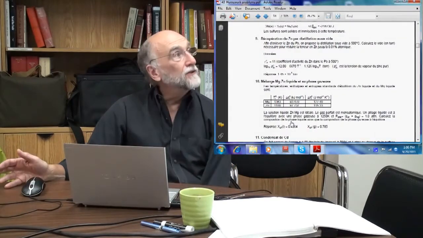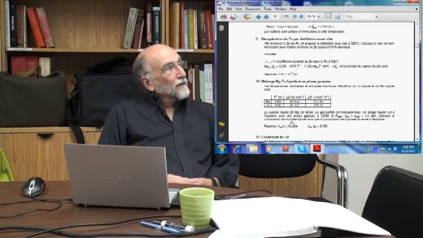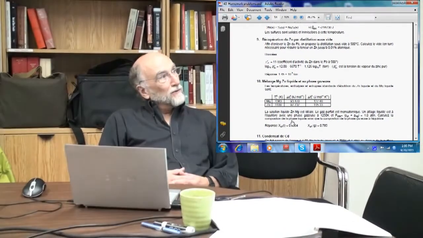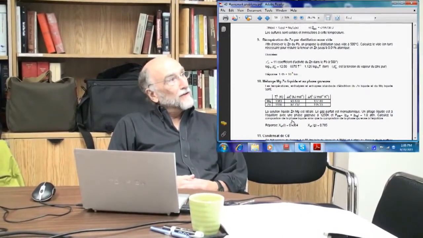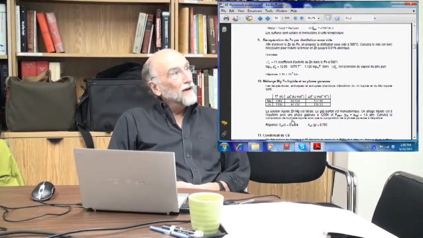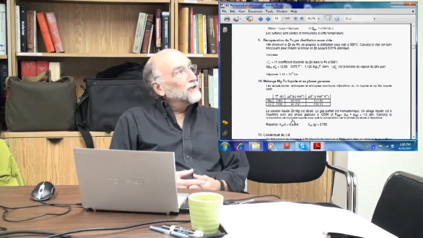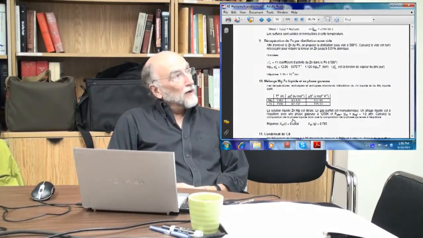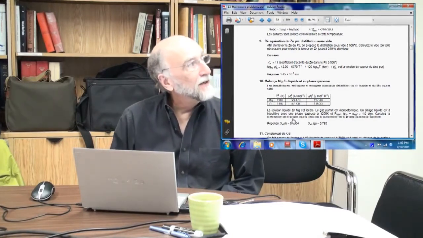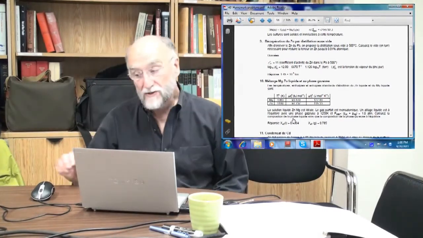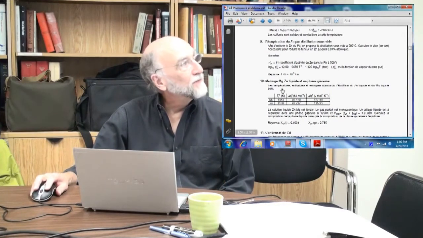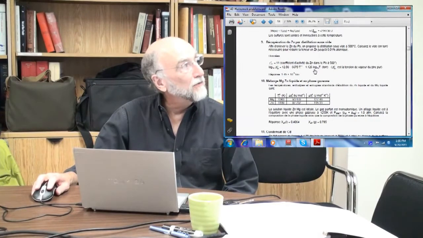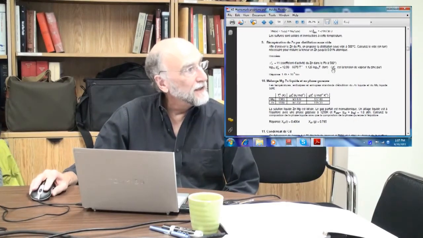All right, question 9. Recovery of zinc by distillation under vacuum. To get zinc out of lead, you distill it under vacuum at 500 C. Calculate the vacuum, or the pressure, minimum pressure necessary to reduce the zinc content to 1.01% atomic. You're given the vapor pressure of pure zinc, and the activity coefficient of zinc in lead.